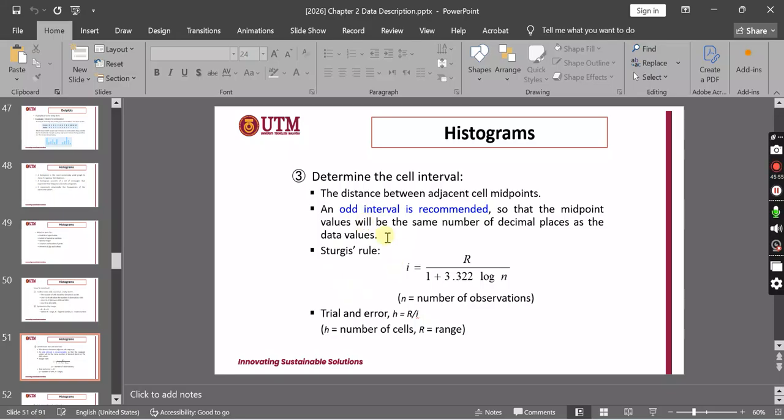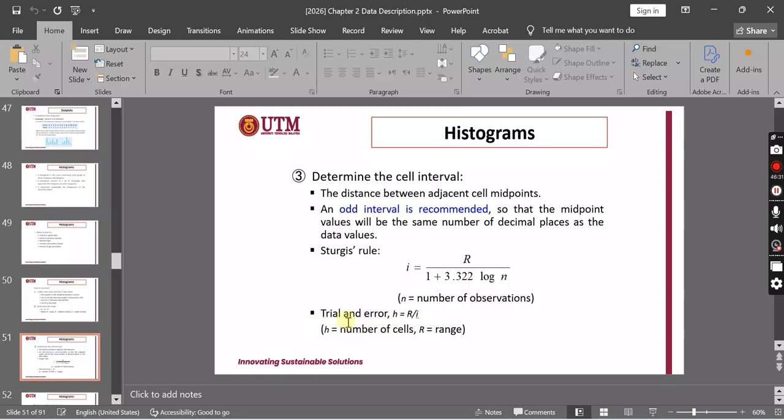Also, we have another rule. You have to find the initial, I. I is equal to the range that you found by using the previous rule, which is the highest minus the lowest, divided by 1 plus 3.322 log of n. So n is the number of observations, the whole numbers that we have.